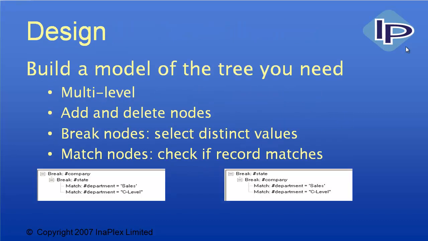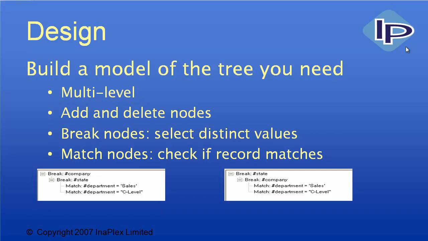The first step is to build a model of the tree that you need. It can be single level or multi-level. You have a what you see is what you get environment where you can drag and drop nodes. You can add and delete nodes at will, and you have a couple of different types of nodes to play with, break nodes and match nodes. Break nodes allow you to select distinct values, for example breaking on a company name. Match nodes allow you to see if a contact matches the requirements, for example the department is sales. We'll go into more detail on break nodes and match nodes further on in the presentation.